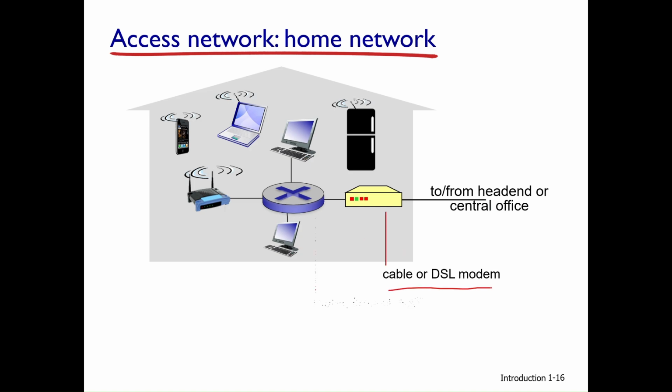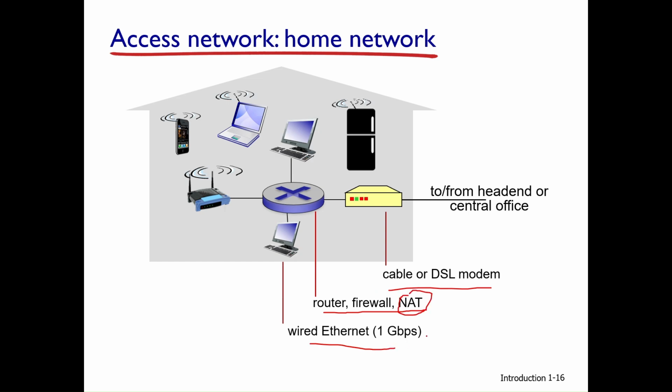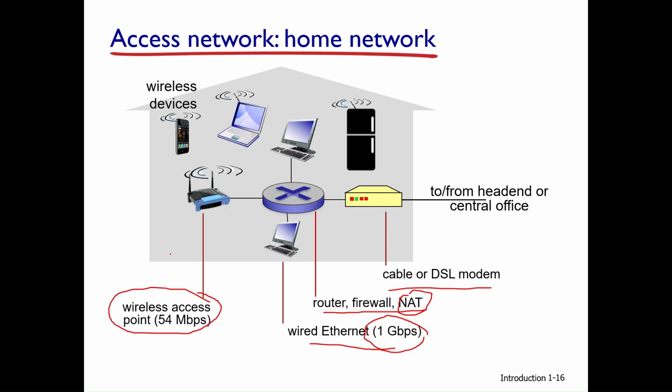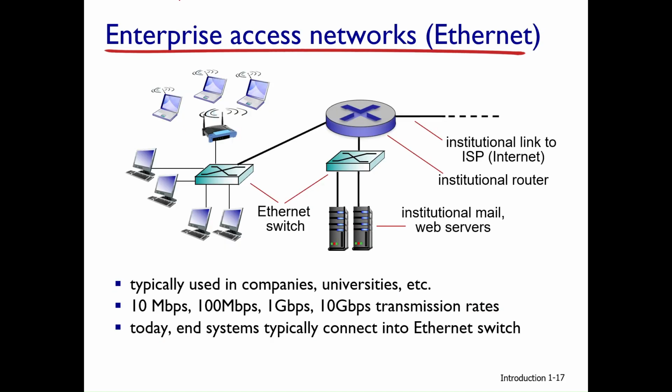Cable or DSL modem. Router, firewall or NAT, network address translation. Wired Ethernet is 1 gigabit per second. Wireless access is 54 megabits per second. The wireless access point and the router and firewall are usually combined in a single box. Enterprise access networks are also known as Ethernet.